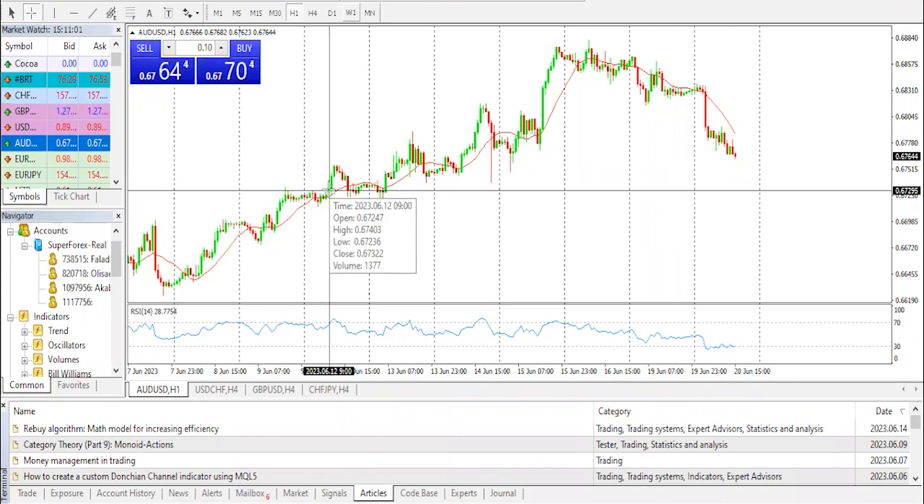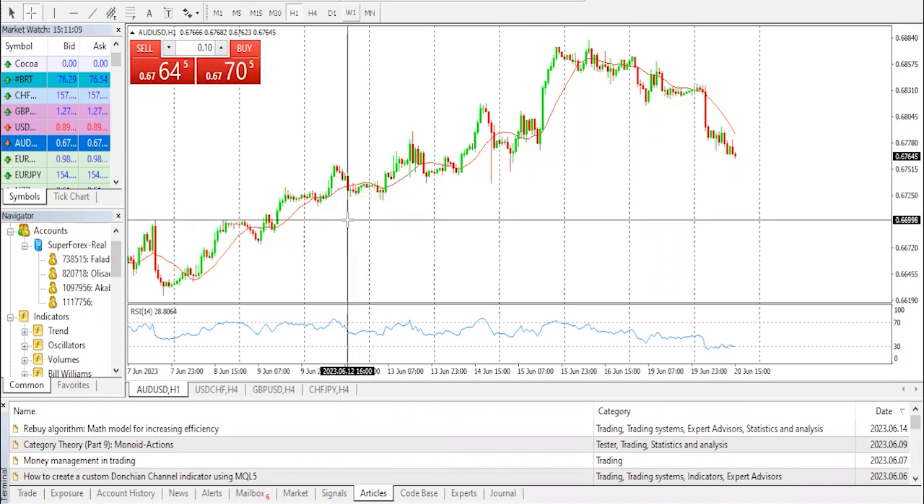Today, we shall be looking at the technical analysis on the currency pair AUD USD. First, we'll be talking about fundamentals before we move right down to technicals, which is purely what we're going to be seeing on the chart.